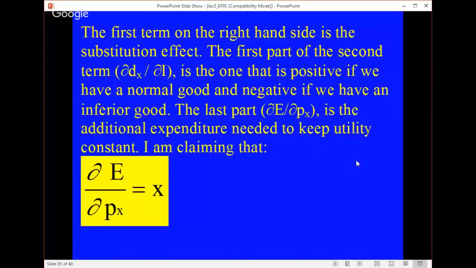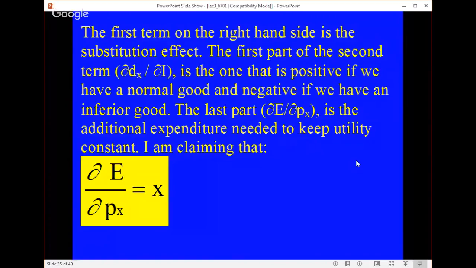That is, when prices go up, I need more income. When prices go down, I need less income. I'm also claiming that my expenditures, or my partial of expenditures with respect to px, is just x. And if we look at our normal budget constraint, that's always going to be true, right? Because the change in income with respect to px is always going to be x.